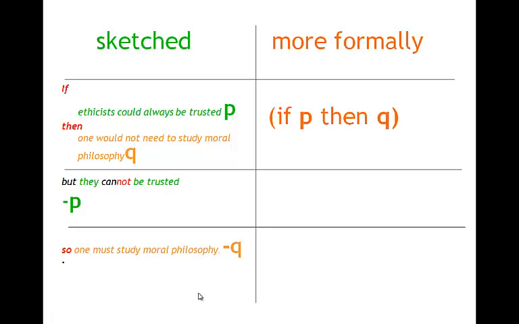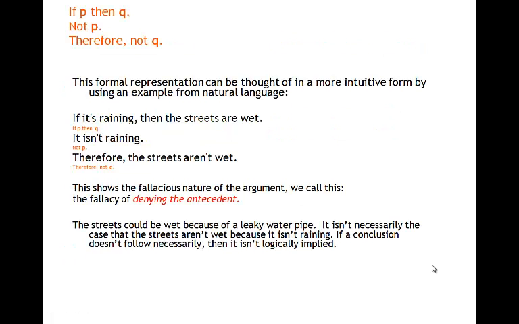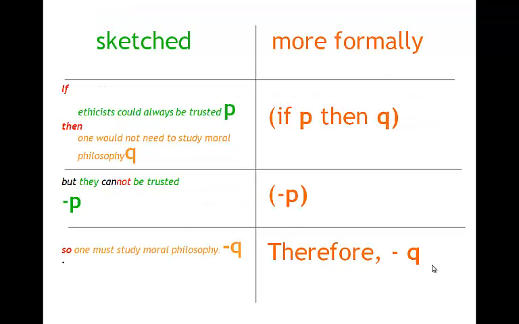Okay, so more formally still, now we're extracting the if-then, the P and the Q, and we end up with something like this. If P then Q, for all of this mess here, not P for here, therefore not Q. Okay, so that's how the formal part works. You want to pause and examine that for yourself for a second.